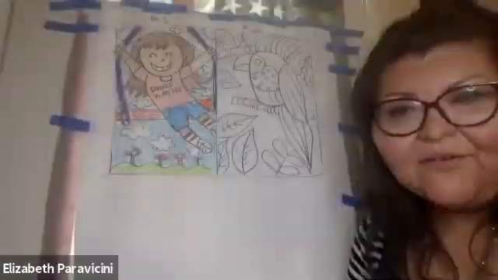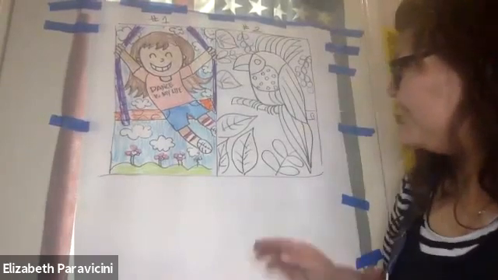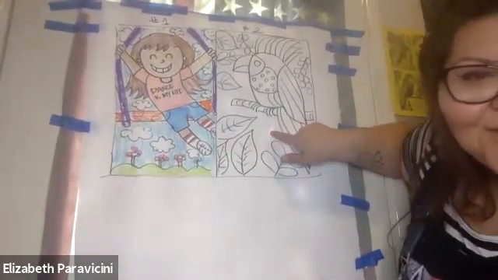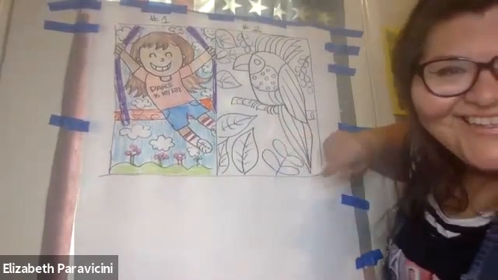Can we also add trees? Yes, you can add whatever comes to your imagination, okay? Like, what I'm gonna do, you see this little corner right here? I'm gonna add a little baby bird here because I wanted to have a little friend, okay?